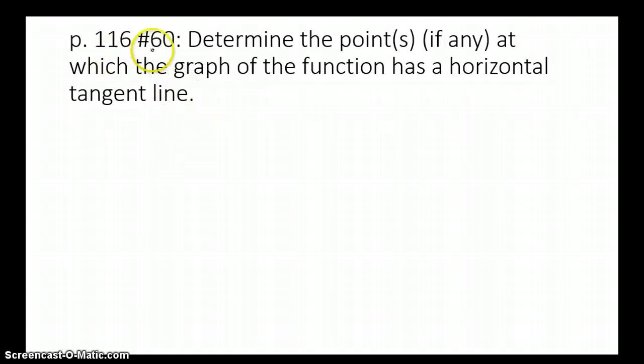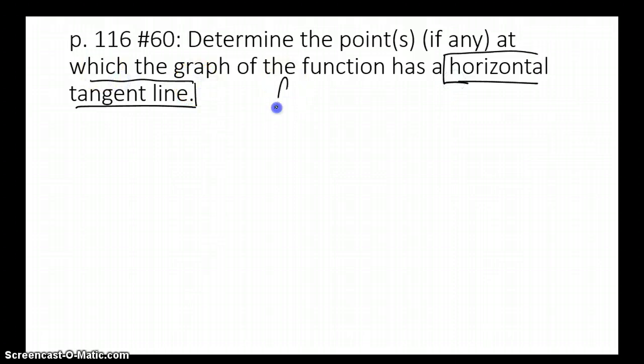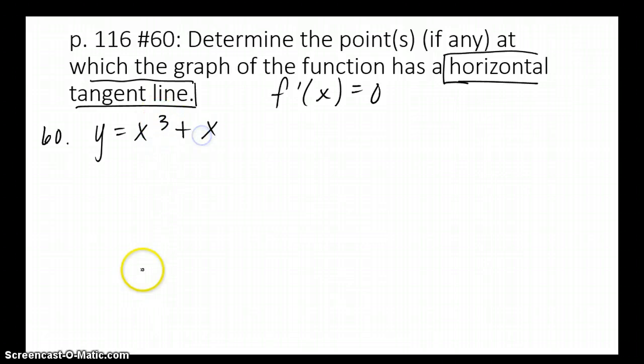Okay, so now page 116, number 60, determine the points, if any, at which the graph of the function has a horizontal tangent line. Okay, that's our clue. A horizontal tangent line occurs when the derivative is equal to 0. Okay, the last two examples we just looked at, we found both of those equations of lines to have slopes of 0. Alright, so the function is x cubed plus x.